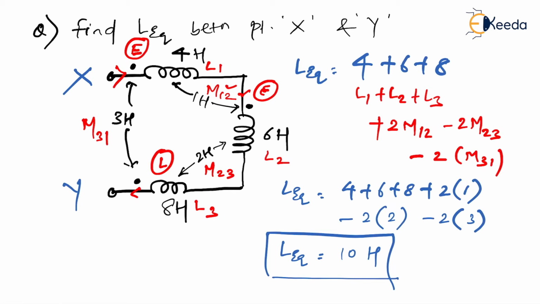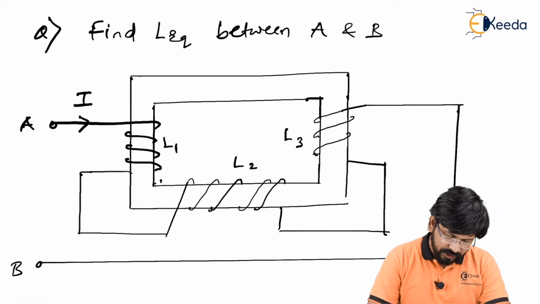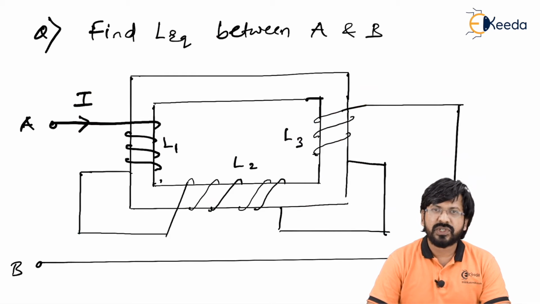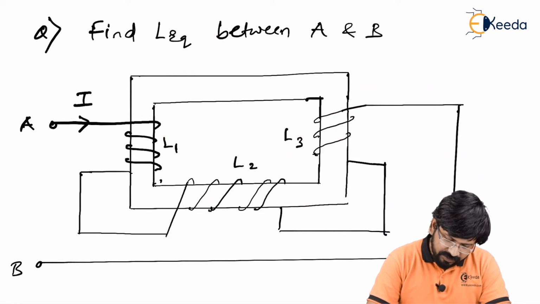I'm sure you have understood this sum. We'll go for the next sum now. We have to find L equivalent between A and B. The matter of fact is that here the L1, L2, L3 values are not given, and the mutual inductances are not given. We will assume them.